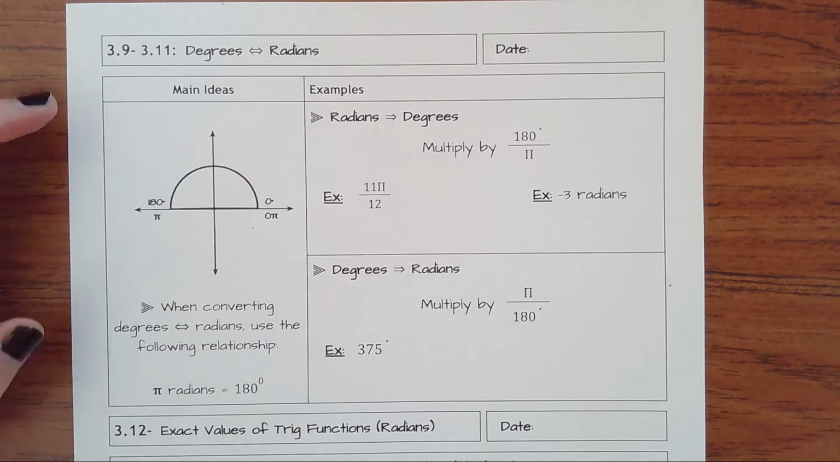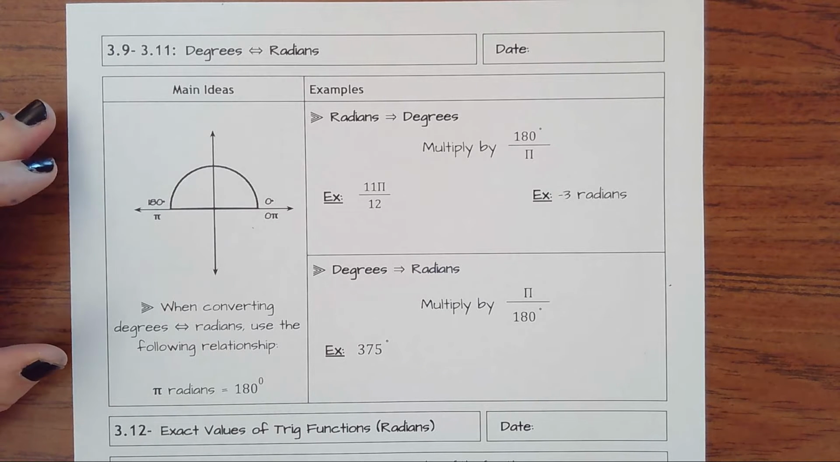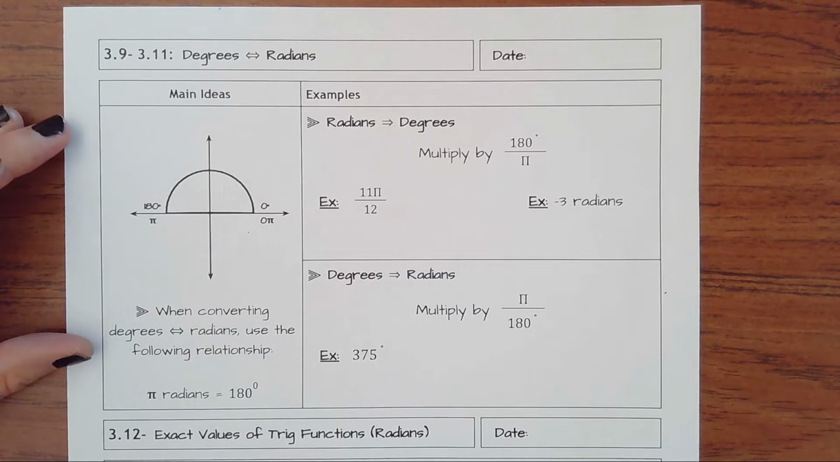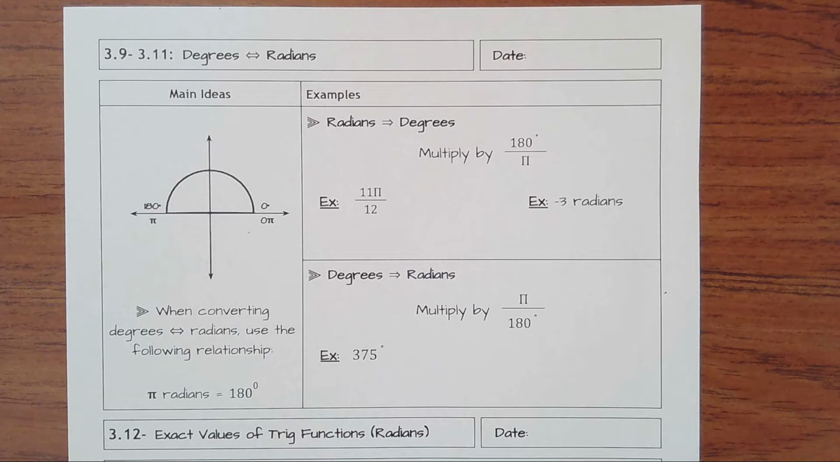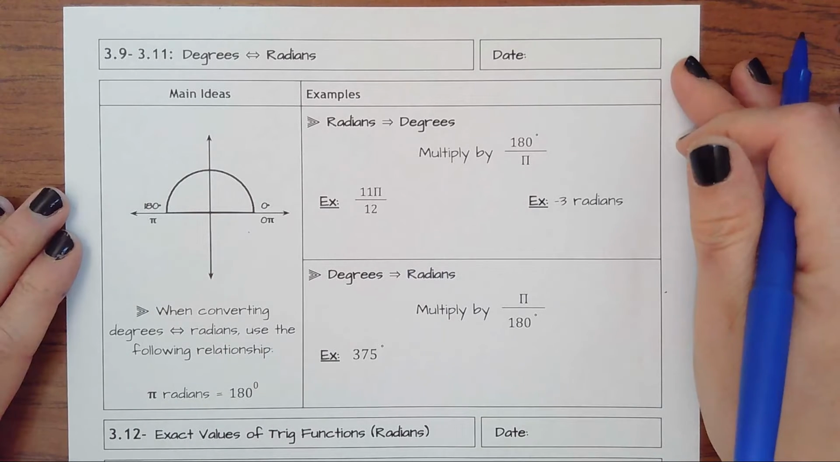These are pretty quick notes. They're for lessons 3.9 through 3.11. You're supposed to watch the videos on Delta Math, and then this is going to be a good notes page to keep in your binder so you can come back to these examples.